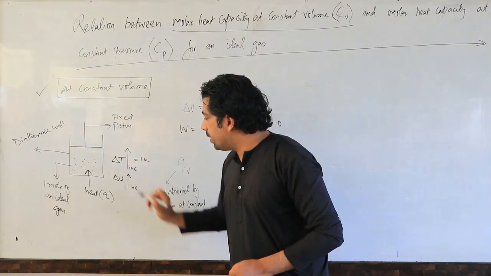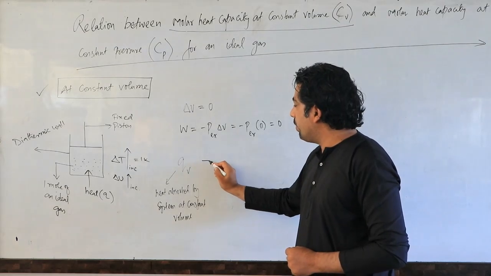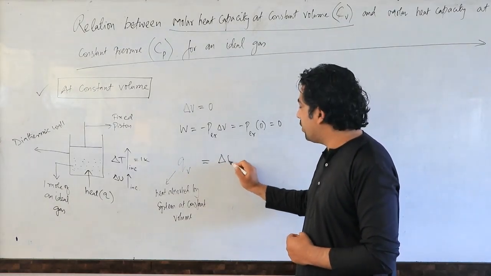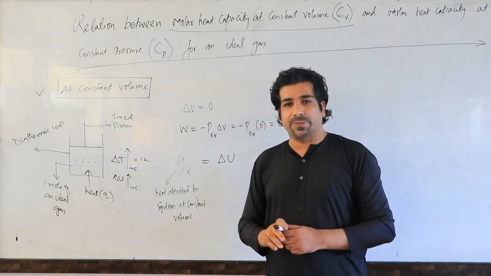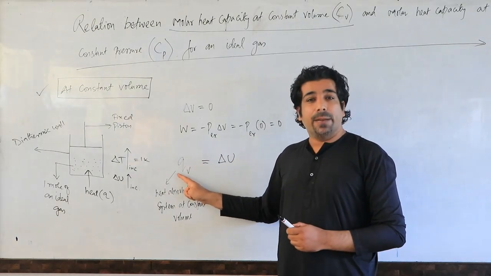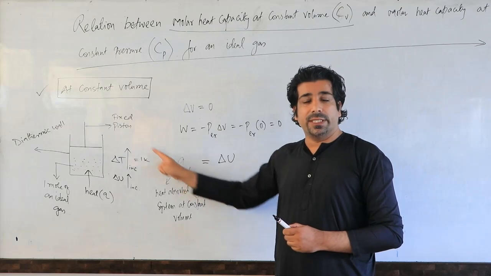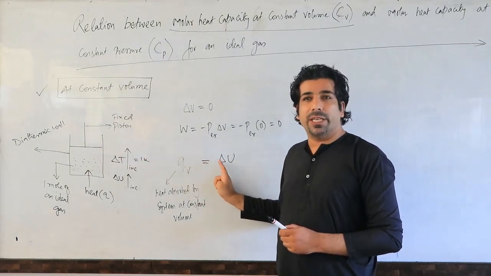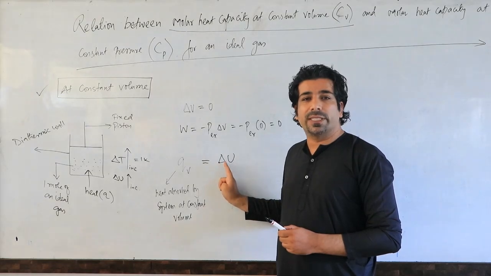So internal energy of the system increases. So I will write down QV is equal to delta U. So that is my expression: the heat absorbed by the system. Who is the system? 1 mole of a gas is equal to the change in internal energy of the system.